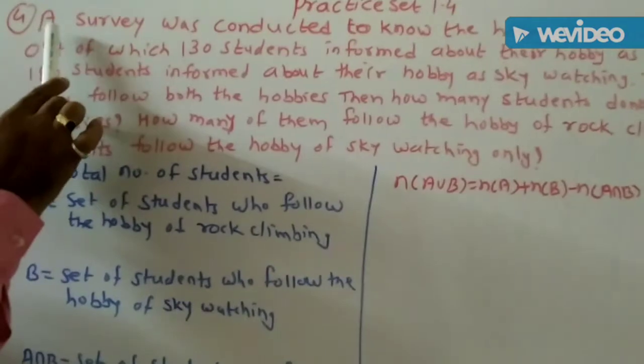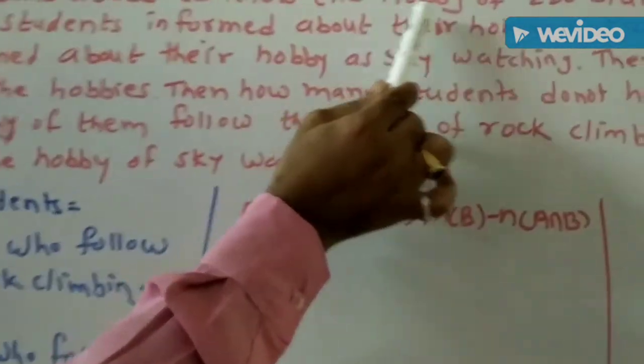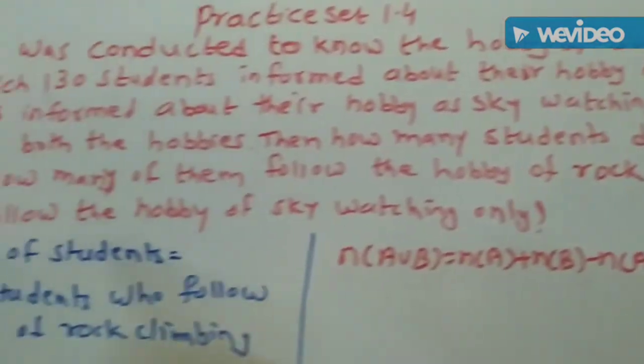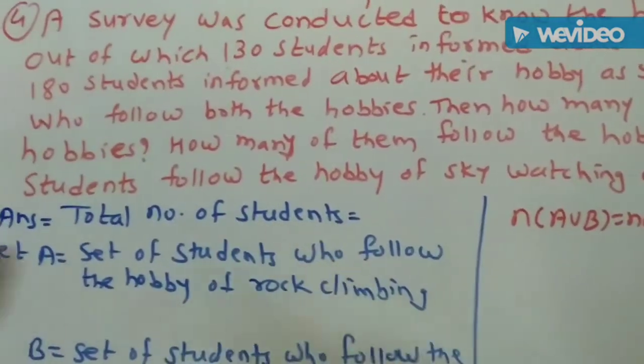Next example is, a survey was conducted to know the hobby of 200 students of class 9. That means the total number of students of class 9 is 200.